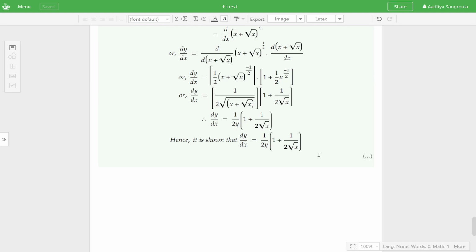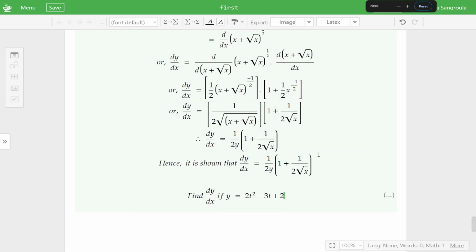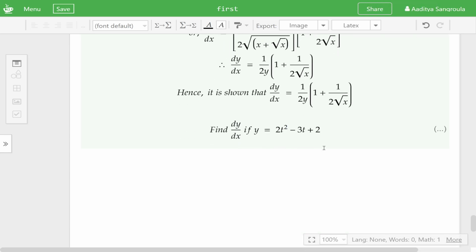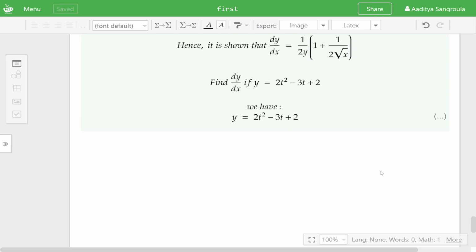Okay, we have one more type of question. Find dy over dx if y equals 2t squared minus 3t plus 2. Now how do we get the dy over dx, right? So for this, we have to use some other ideas. You have y equal to 2t squared minus 3t plus 2. So copy this. We have y equals 2t squared minus 3t plus 2.